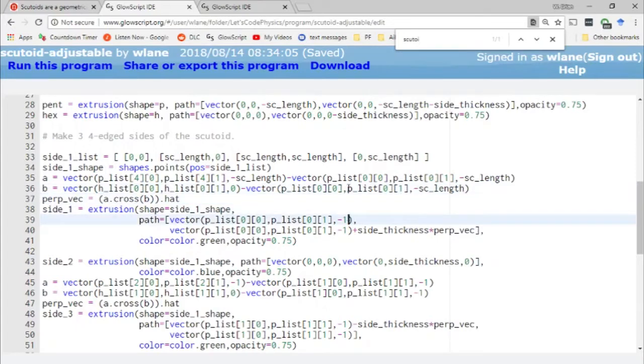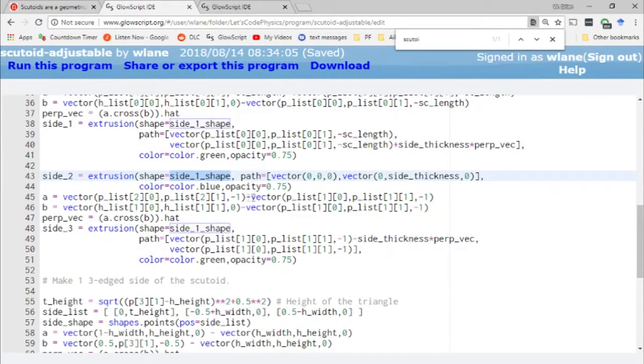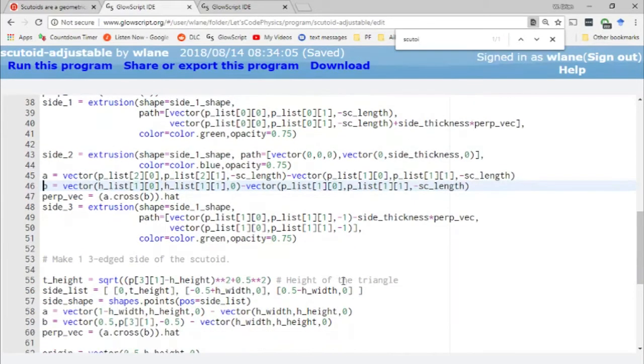Okay, here for my extrusion path, I need these to be negative SC length. There we go. All right, come down to this extrusion. This is just the bottom of the thing. Okay, so that SC length is already encoded here. All right, so come over here. This -1 needs to become an SC length. So I need to keep an eye out for 1s and 1/2s because those are where we're assuming that the length is 1, or the depth, the height, I don't know, whichever name makes more sense to you.